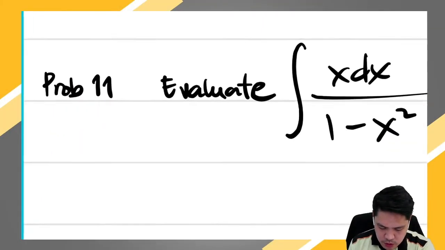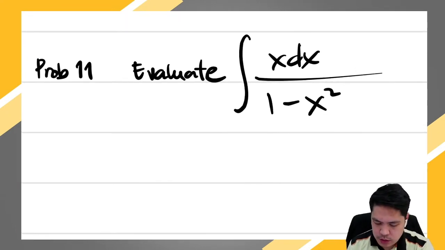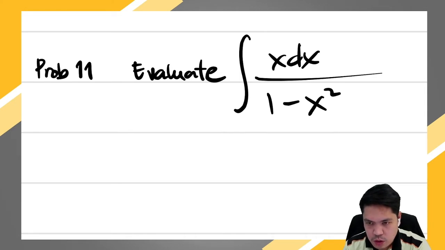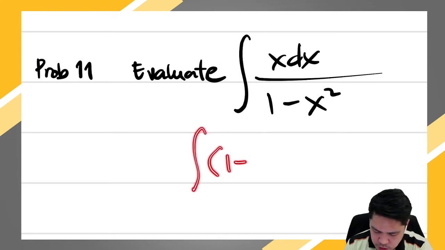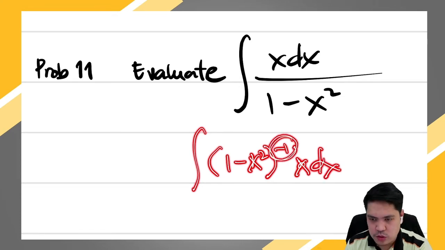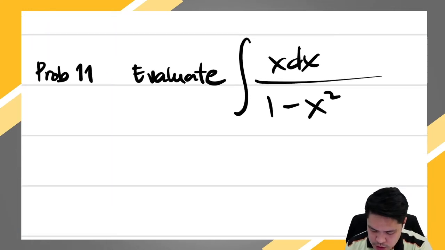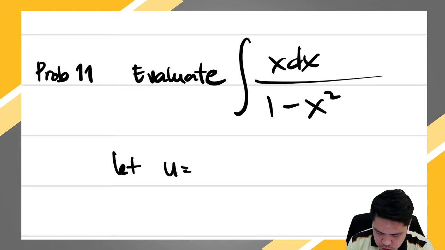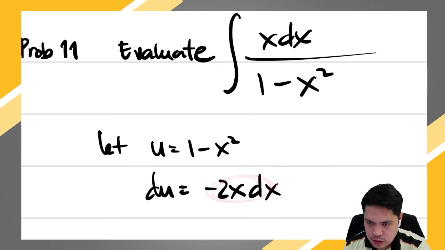Okay, let's start with this problem for this formula. Let's solve problem number 11. Evaluate this integral of x dx over 1 minus x squared. If we rewrite this into the integral of 1 minus x squared raised to negative 1 times x dx, you notice that n is equal to negative 1, so the power formula cannot be used. And if we let u be 1 minus x squared, du is negative 2x dx, and du is a first degree expression.